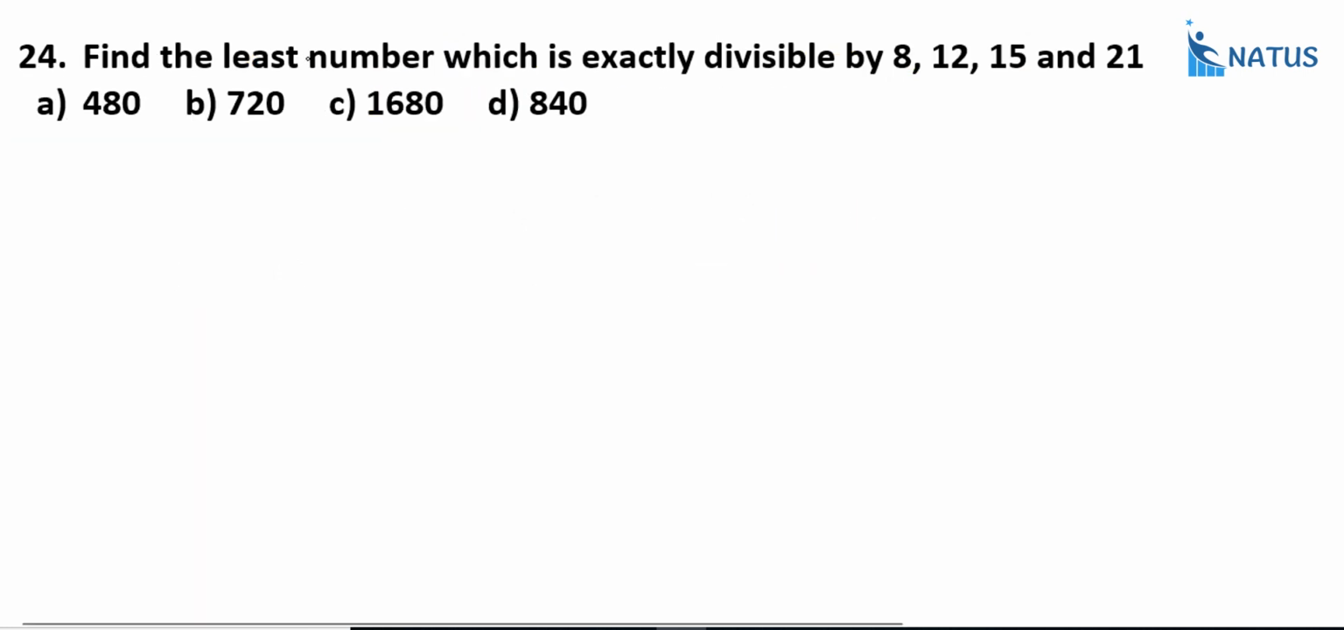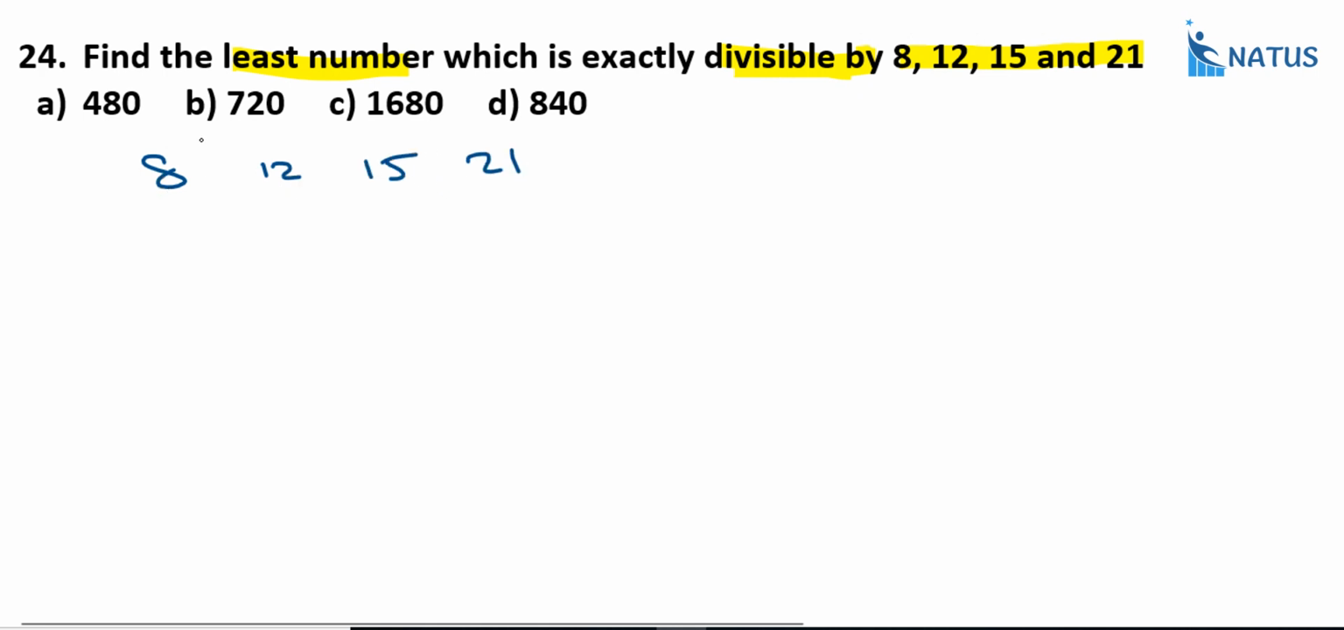Next example. Find the least number which is exactly divisible by these numbers. Here, divisible by, that means the number must be a multiple of these numbers. And what we require is the least number. Here we will find out the LCM of these numbers. The given numbers are 8, 12, 15 and 21.